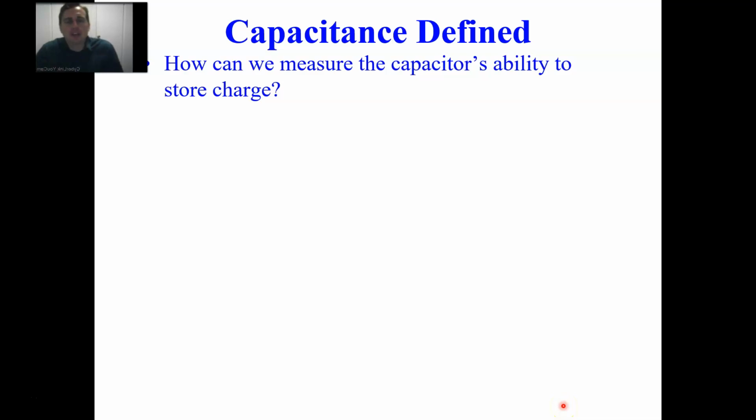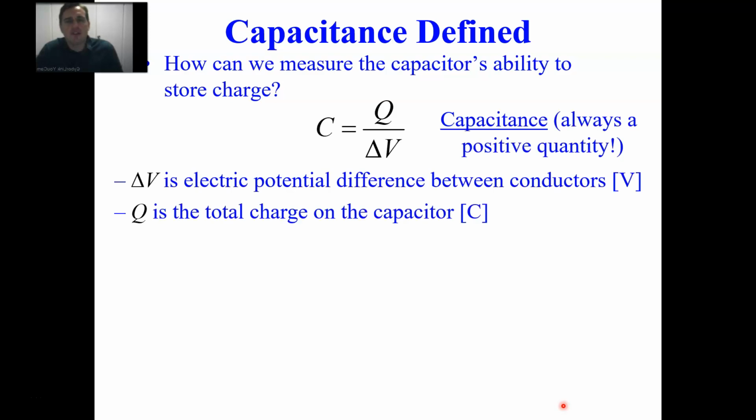Okay, how can we actually measure the capacitor's ability to store charge? This is the notion of capacitance. Capacitance is always a positive quantity, and we'll use the symbol capital C for capacitance. And that's going to be Q divided by delta V, where Q is the total charge on the capacitor, that's in units of coulombs, and delta V is the electric potential difference between the capacitor plates, that's in volts.